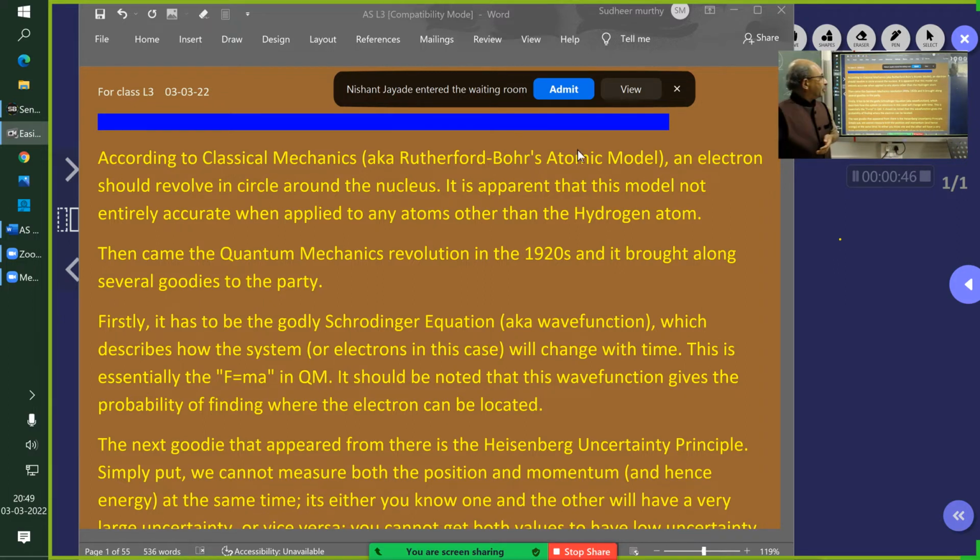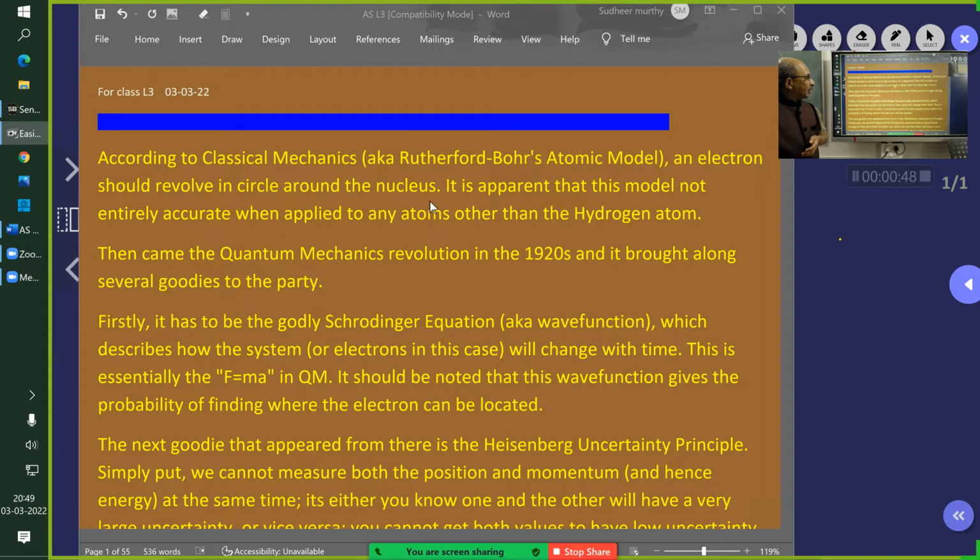Okay. However, I am showing you all this because you should get a proper link to whatever you have learned so far in physics and whatever you have already learned in chemistry. Okay. So I am just giving you the link quickly. So according to classical mechanics, that is Rutherford Bohr atomic model, an electron should revolve in a circle around the nucleus. Now I am making it explicit. According to this model, it should revolve in circle around the nucleus.